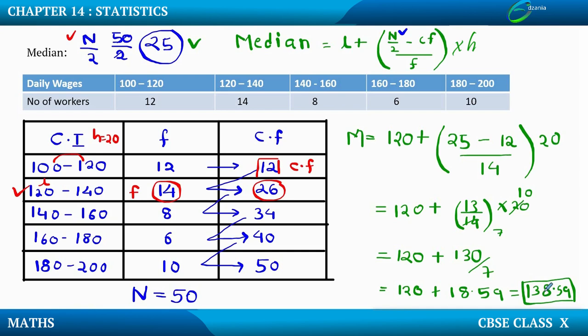So this is the median wages of workers, that is the middlemost value. We got the middlemost value, that is 138 rupees and 59 paise. So in this way we can find out the median by using the formula L plus n upon 2 minus CF upon F into H.